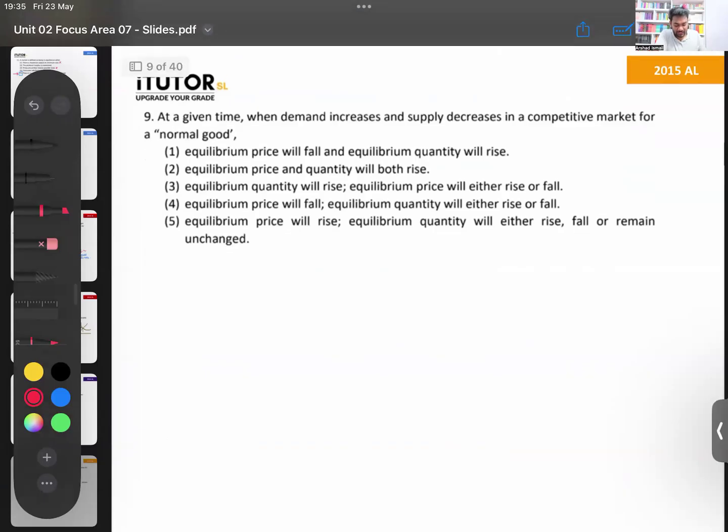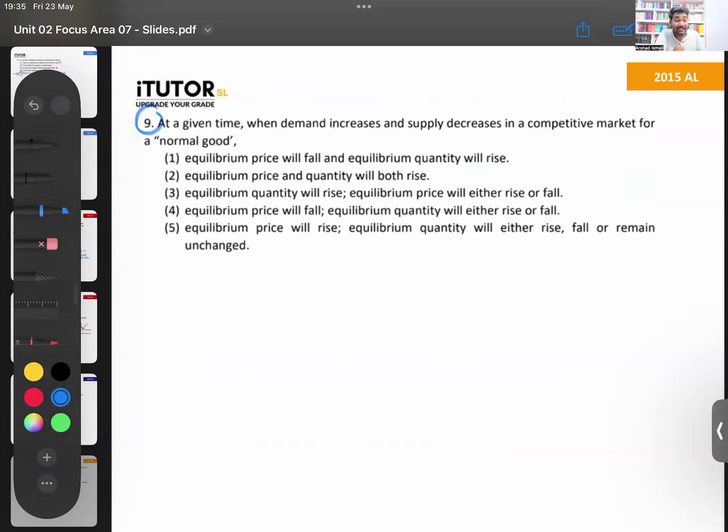2015 A levels, question number 9. Yes, the equation takes time, that's why you have to save time. In terms of your timing, always remember, for an MCQ you can roughly take around 2 minutes. A little bit more than that is fine, but 2 minutes is the ideal. That doesn't mean every MCQ takes exactly 2 minutes.